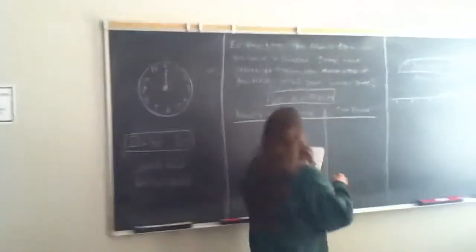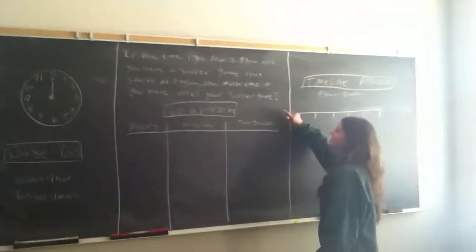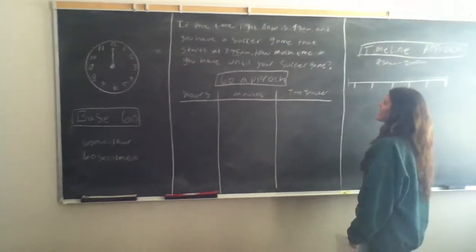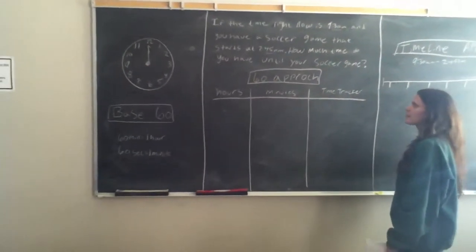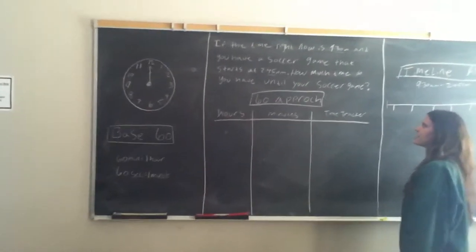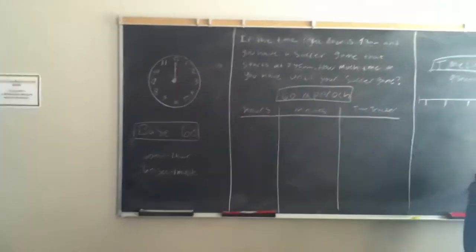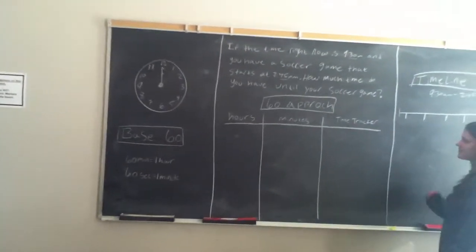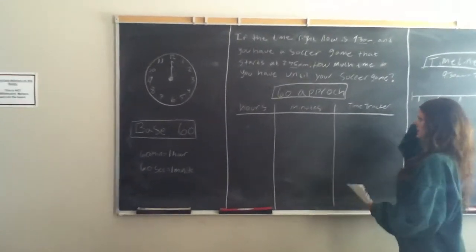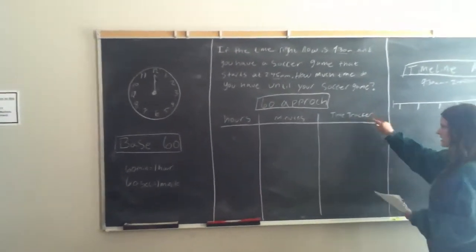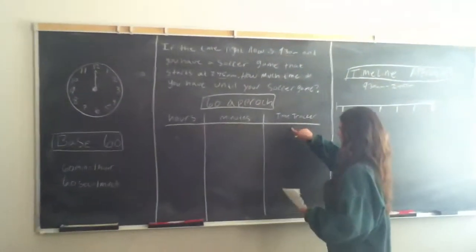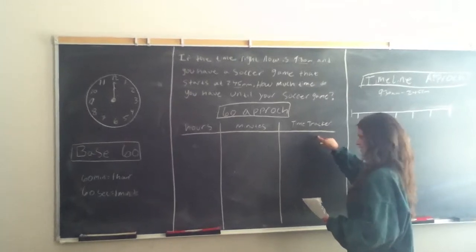Okay, so the word problem reads, if the time right now is 9:30 a.m. and you have a soccer game that starts at 2:45 p.m., how much time do you have until your soccer game? Okay, well, to solve this problem using the 60s approach, we set up a little time tracker chart with the hours first, the minutes, and then the time that is calculated.